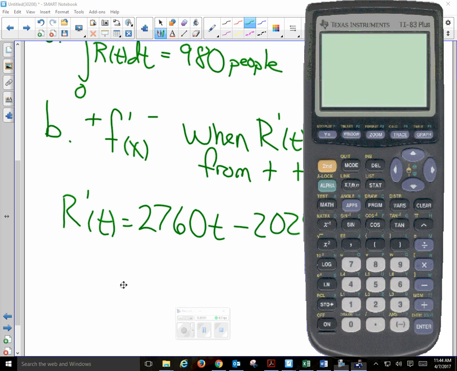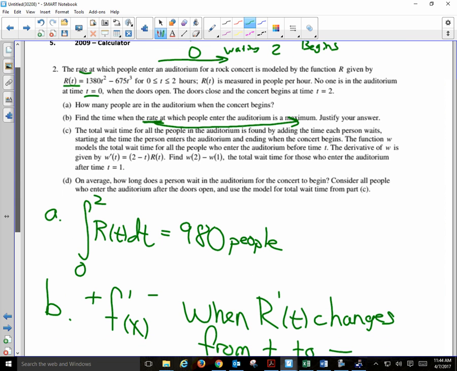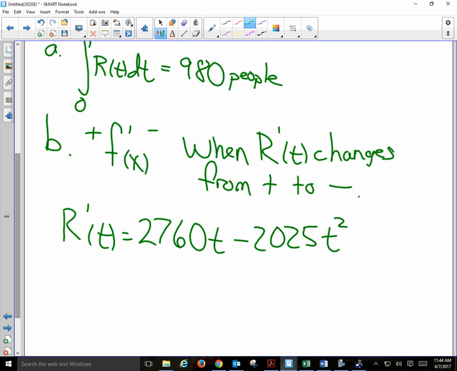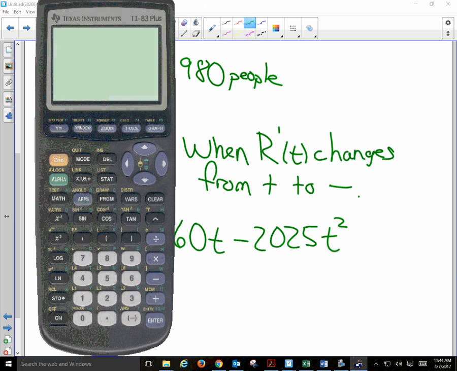Okay, let's go. We're in part B. Let's catch back up here. It says find the time when the rate is at a maximum. And you guys told me that to find a maximum, we're going to have to take the derivative and look where it changes from positive to negative. So I'm going to look at R prime and where it changes from positive to negative. We found R prime, 2,760t minus 2,025t squared. I'm going to plug that into my calculator.